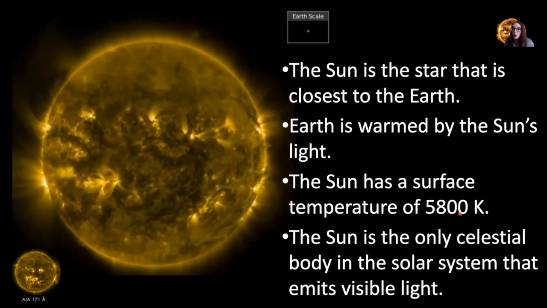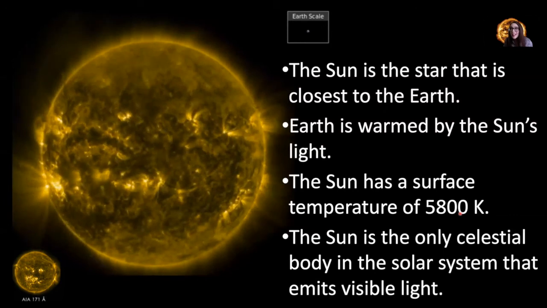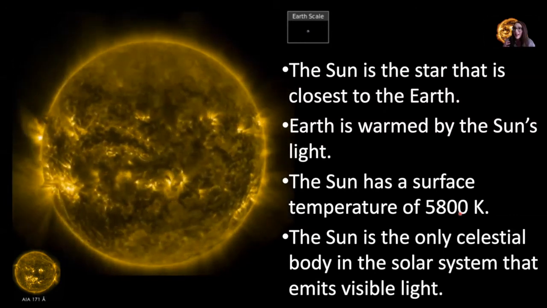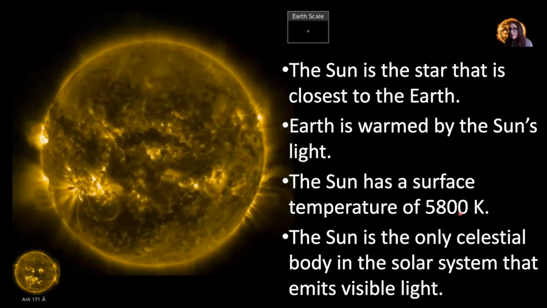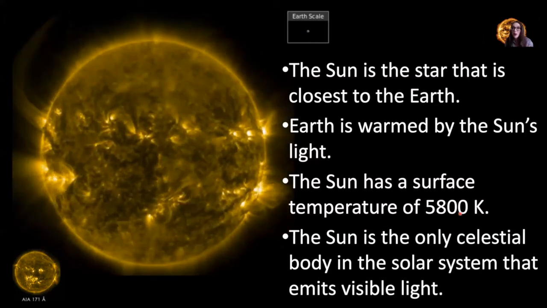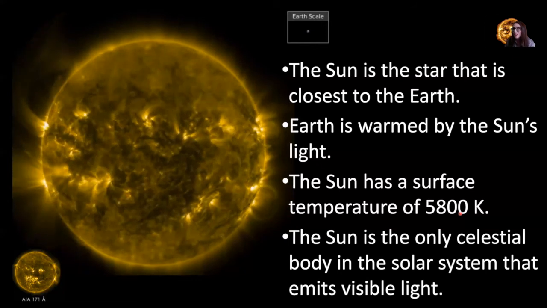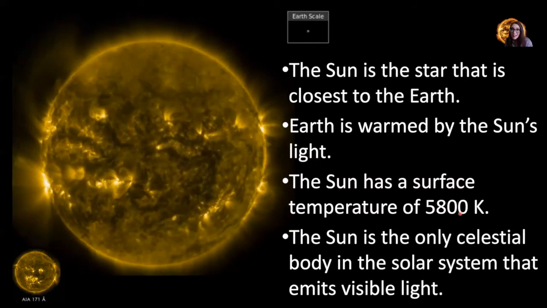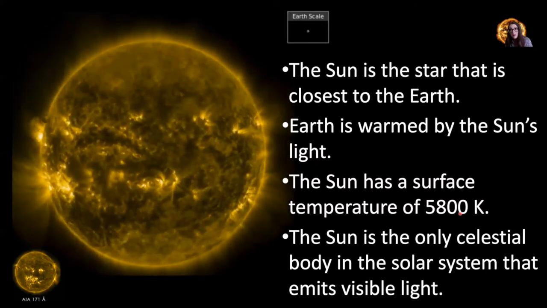And the sun is the only celestial body in our solar system that emits visible light. So that means that everything else in our solar system, planets, comets, asteroids, are all emitting light in different parts of the electromagnetic spectrum that are not in the visible part. Mostly those other objects have lower energy associated with them. They're not as hot as the sun, and they'll be emitting light more toward the infrared wavelengths of light and longer.